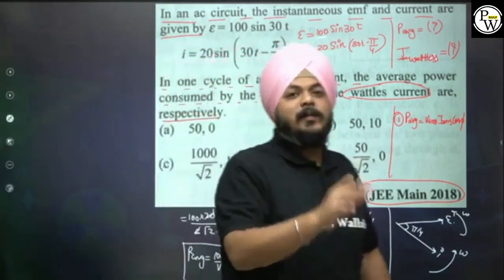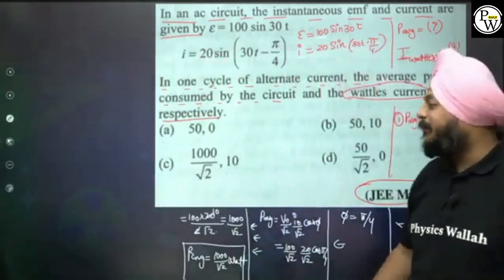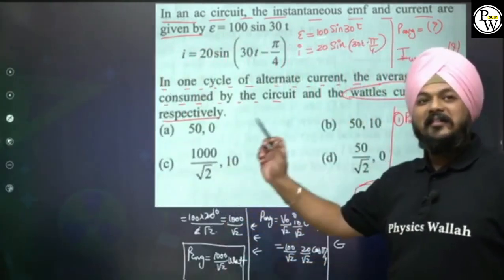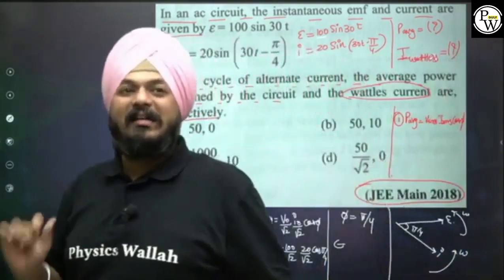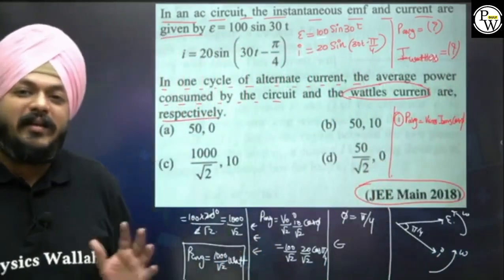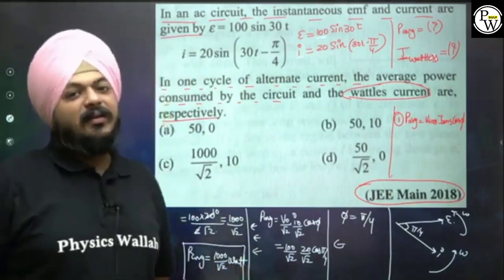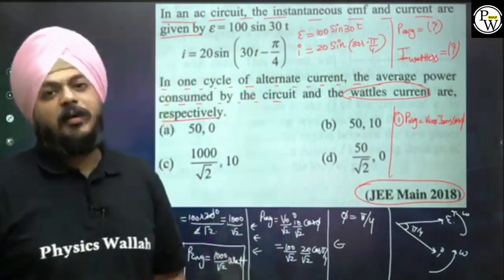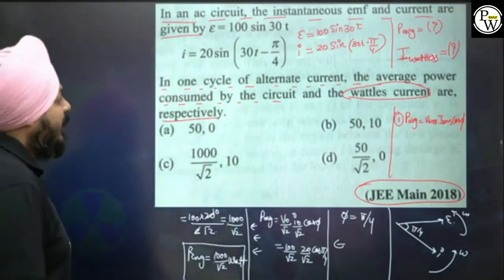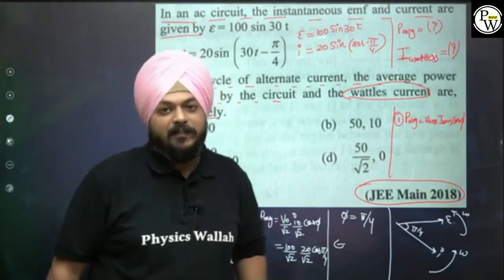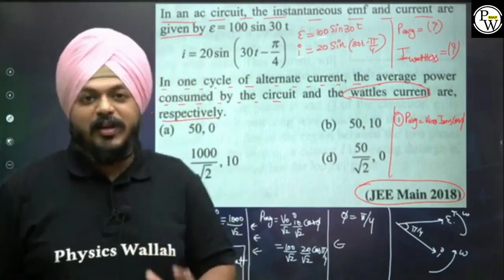Now, many students will have a doubt: Sir, we have already found this average power, and no option other than C is there, right? So in that case, please rectify your answer once. Just check whether you have done it right or wrong.